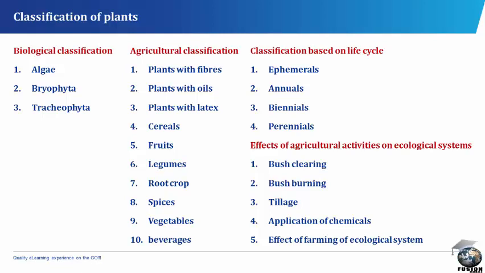The algae include red, green, and brown algae. They are mostly seaweeds, for example, the Spirogyra and the Cladophora. The bryophyta have no true roots, stems, and leaves, for example, the mosses and the liverworts.